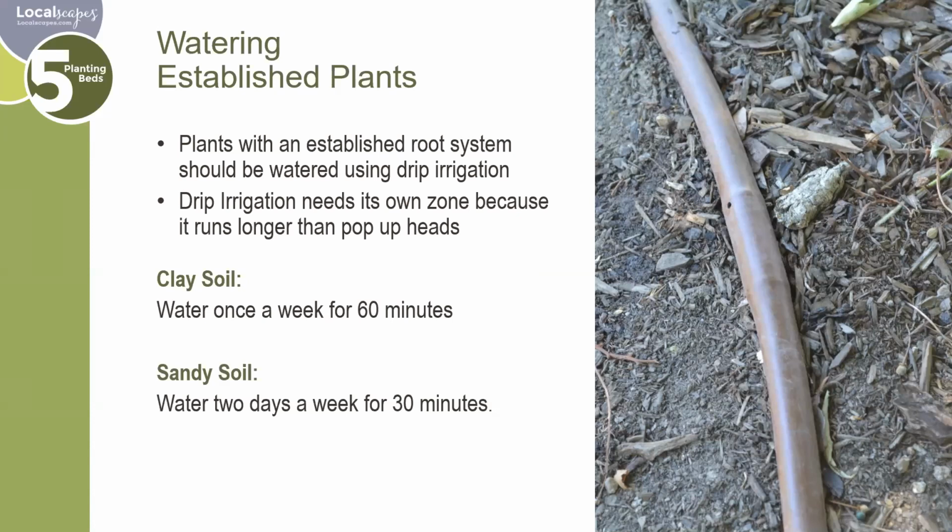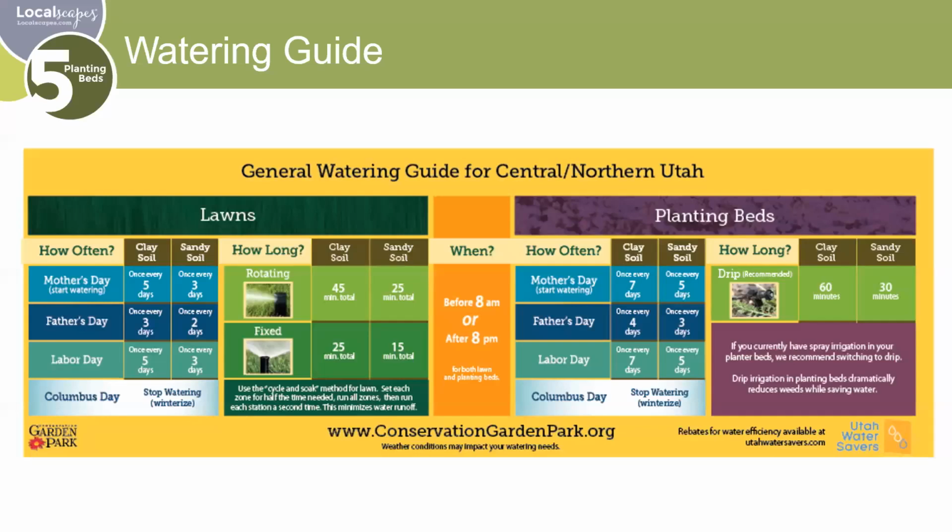So clay soil, you typically water once a week for 60 minutes because it takes a lot longer for that water to soak into the soil. But then sandy soil, the water moves through a lot quicker. So you're watering 2 days a week for 30 minutes. So that just kind of gives you a general idea of what it's like with different soil types.